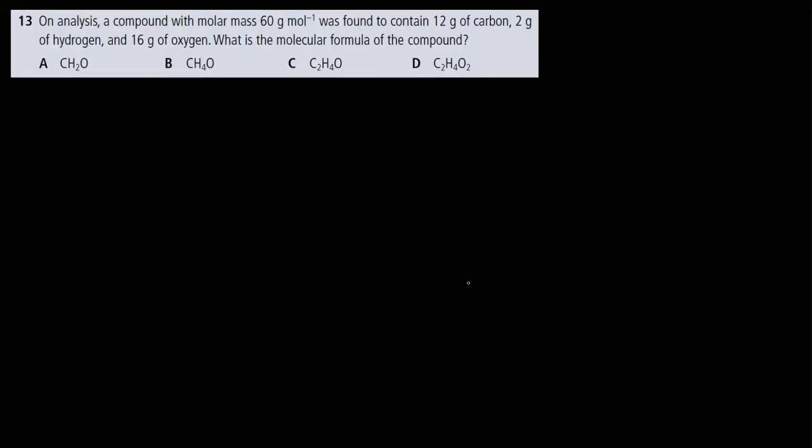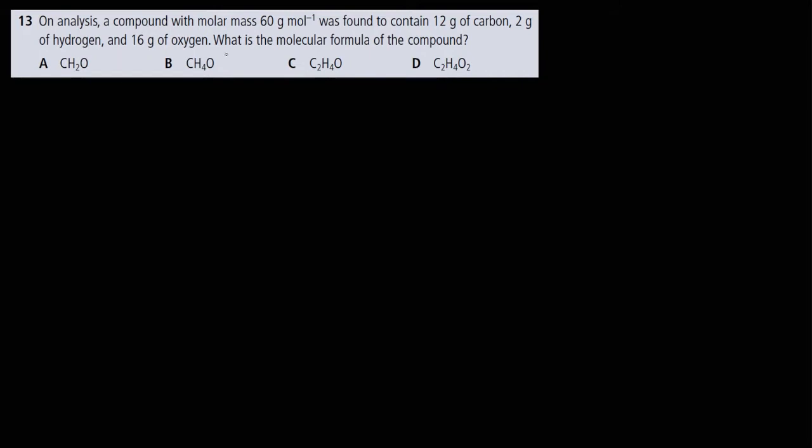On analysis, a compound with a molar mass of 60 grams per mole was found to contain 12 grams of carbon, 2 grams of hydrogen, and 16 grams of oxygen. What is the molecular formula of the compound? So first we're going to want to find the empirical formula and then try to get to the molecular formula by finding n, what we would have to multiply by to get from the empirical formula to the molecular formula.